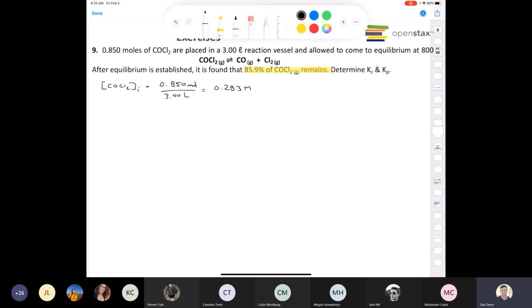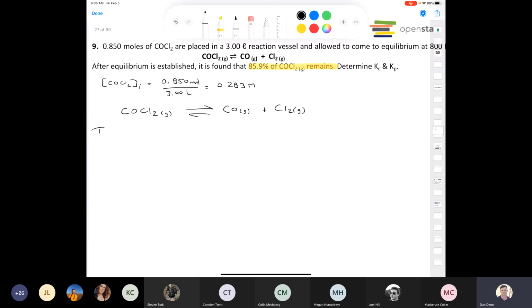Okay, that's what we're starting out with, right? Think about it. All we're starting out with is just some phosgene in a container, and then we let stuff happen, and then we evaluate it. So let's start to evaluate it. I'm going to rewrite the balanced equation. So phosgene is in equilibrium with carbon monoxide and chlorine gas. I have my initial concentration of phosgene as 0.283 moles per liter. I don't have any of this, and I don't have any of that.